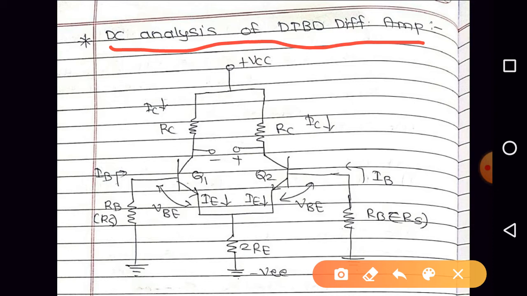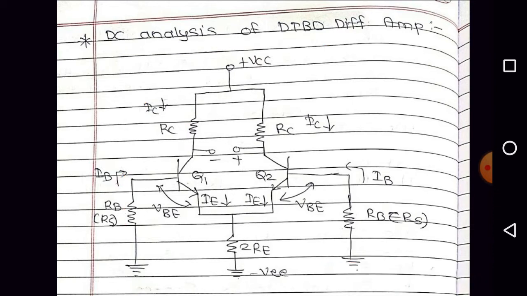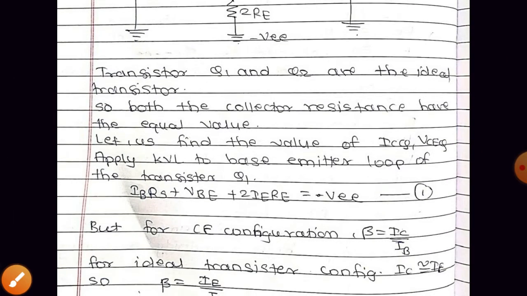See here, IB is the base current, IC is the collector current, RC is the collector resistor, RB is the base resistor, Q1 and Q2 are two NPN transistors. See the diagram, it is the DC analysis of the dual input balanced output differential amplifier. Transistors Q1 and Q2 are ideal transistors, so both collector resistors have equal value.